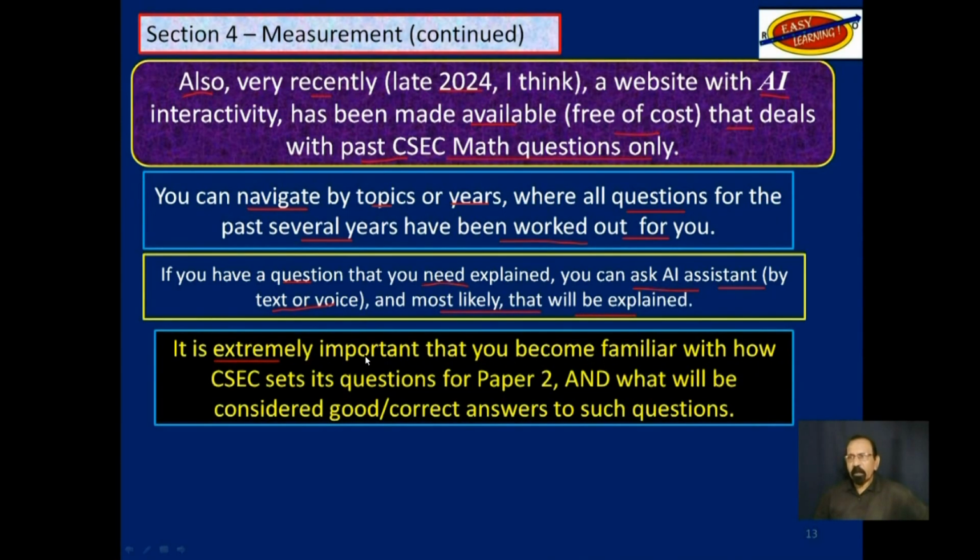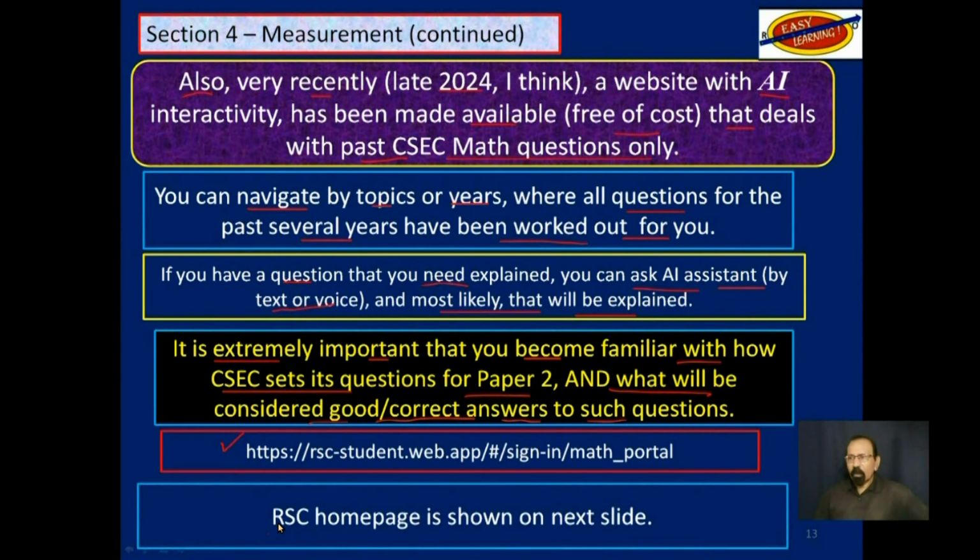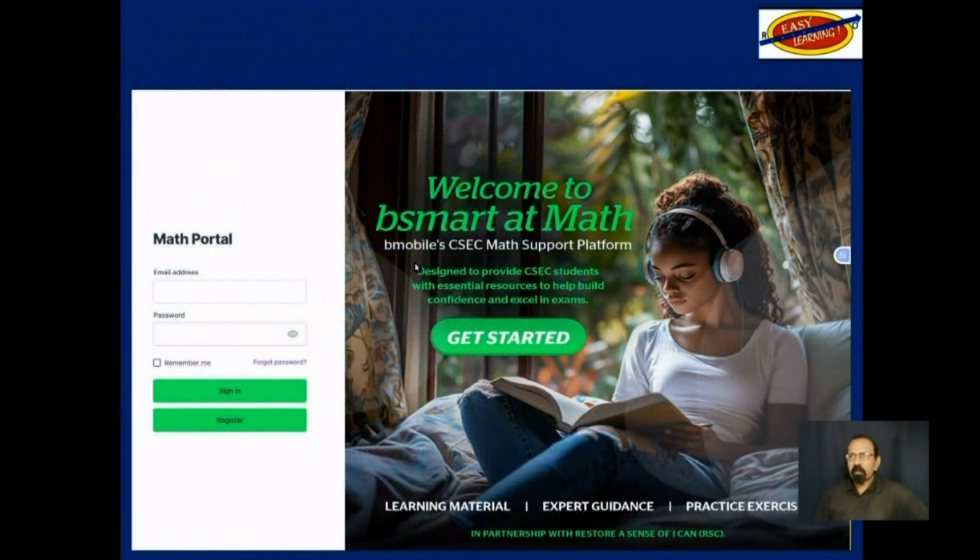It is extremely important that you become familiar with how CSEC sets its questions for paper 2 and what will be considered good or acceptable or correct answers to such questions. This is the URL for that website. The home page is shown on the next slide. So this is the home page.